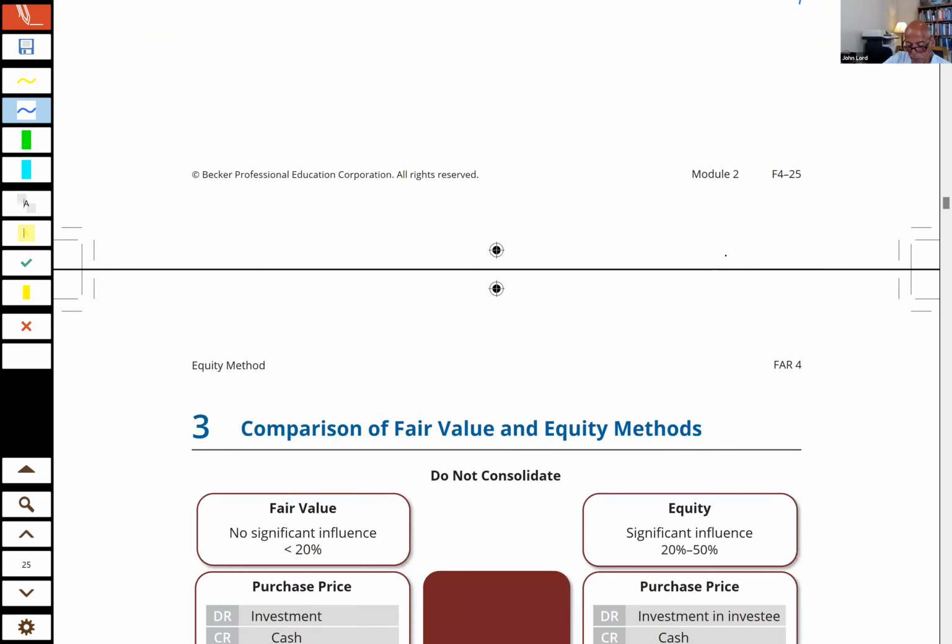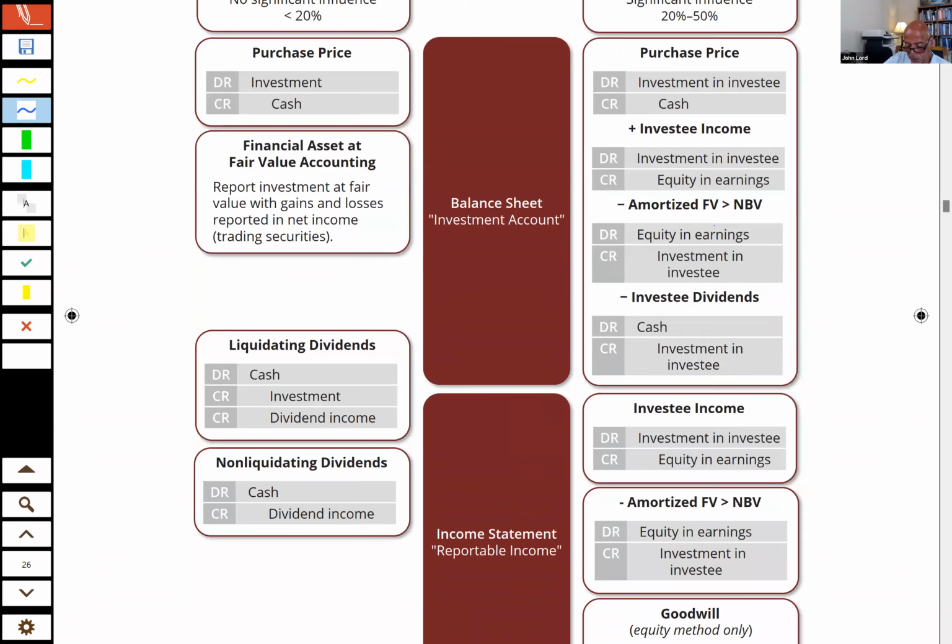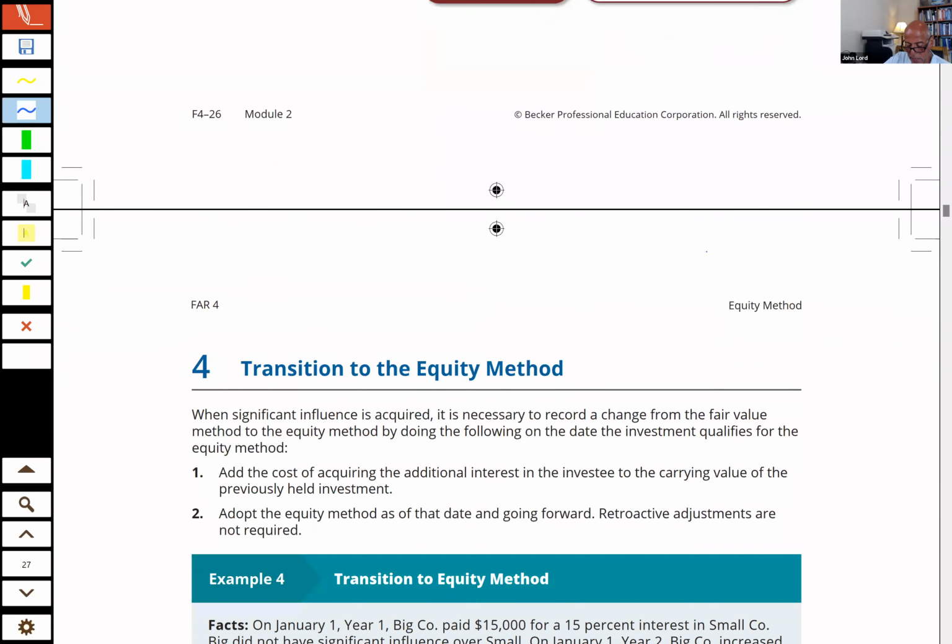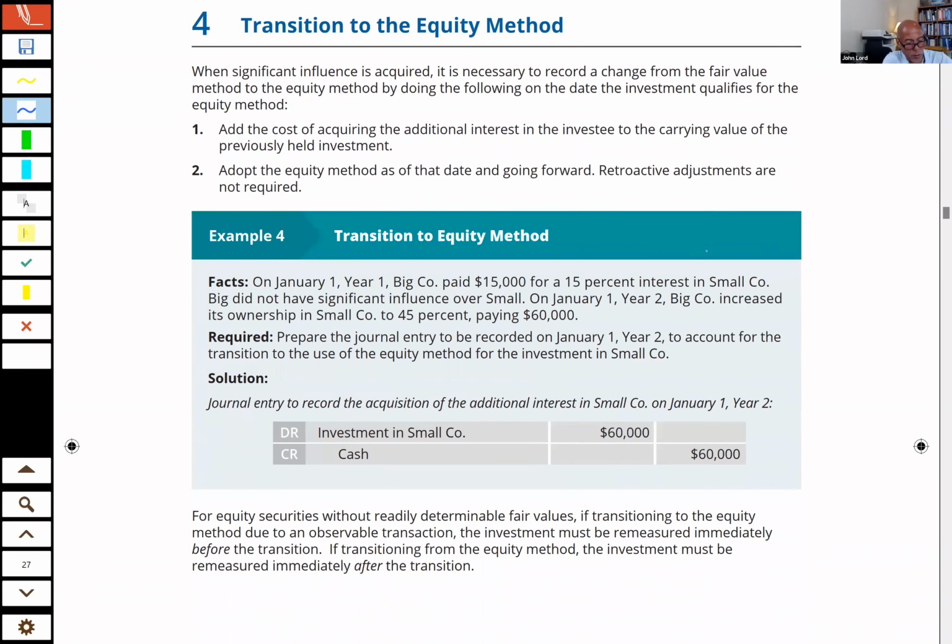Okay, you come over and you don't need that. Transition to the equity method. Okay, what happens if I have, say, 10% of the stock, and then in the next year I acquire an additional 15% of the stock? Well, now I've gone from the fair value through net income method to what? Using the equity method.